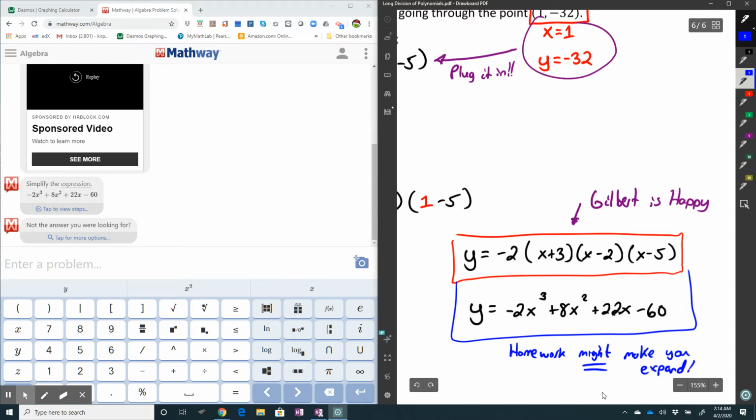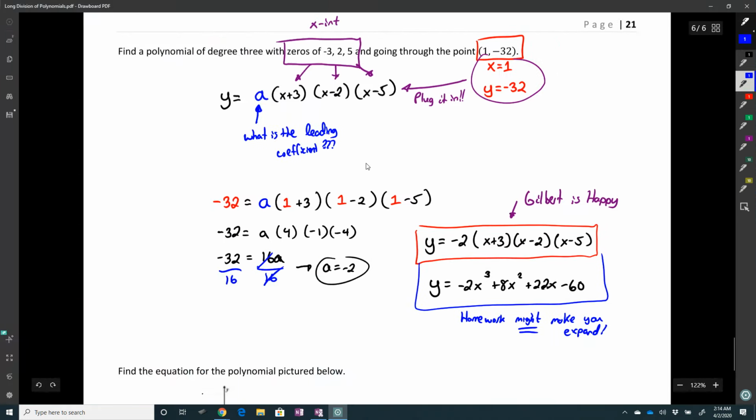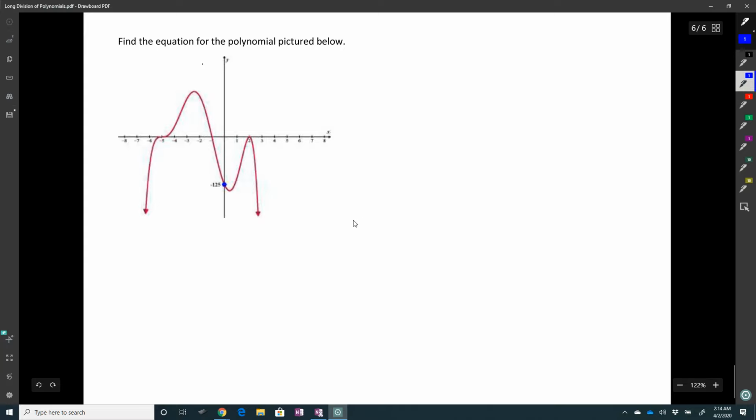If it does, I am perfectly fine with you just using Mathway to go ahead and expand it. My main focus is that you know how to get the factored form. All right, so let's do this last one and then we're done.